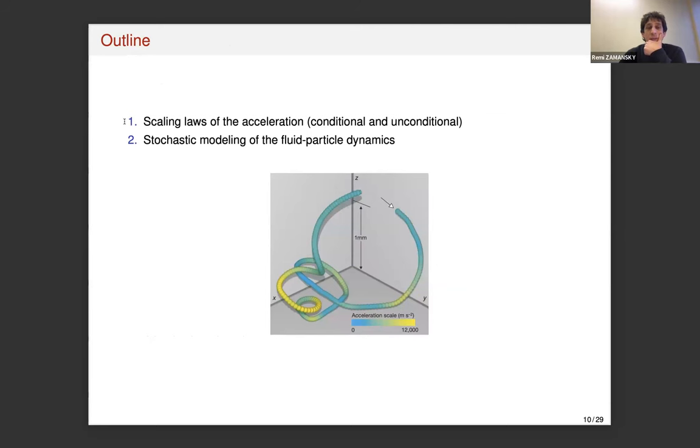But the talk will be divided in two parts. The first part will be about the study of the conditional statistics of the acceleration. And the second part will be about the stochastic modeling, using that conditional statistics to build the stochastic model.